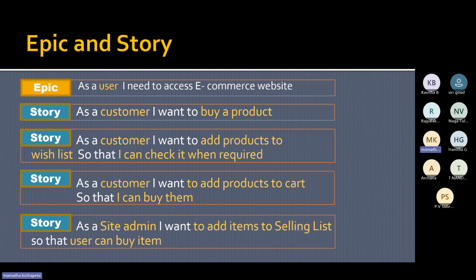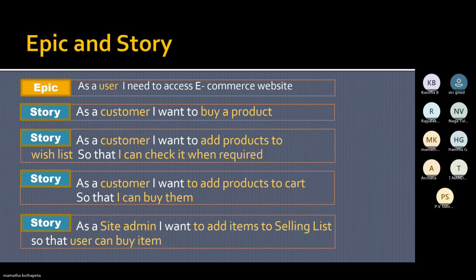Multiple user stories. As a customer, I want to buy a product. That is one scenario. As a customer, I want to add products to a wish list so that I can check it when required. That is one. Another one is, I want to add products to the cart so that I can buy them. So like this, different stories will be derived from the epic. And do not worry, as a tester, you're not going to do this. You will only get it once it is prepared. But you should understand what an epic is and what a story is.